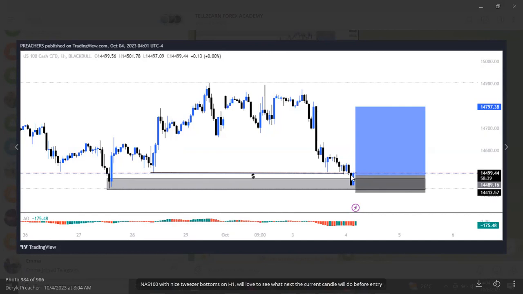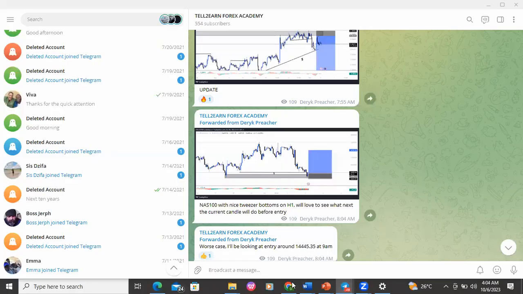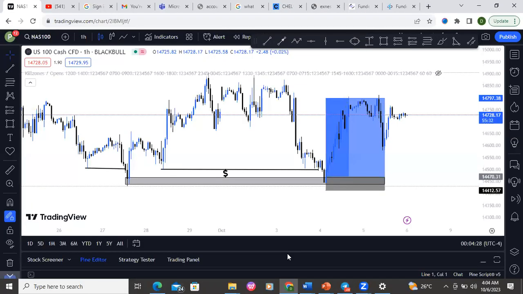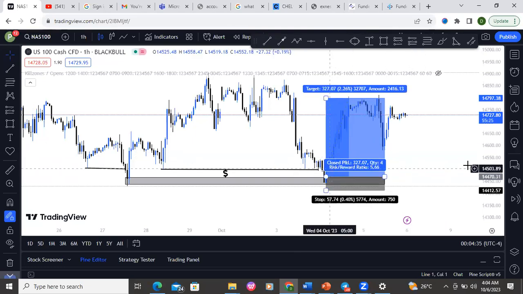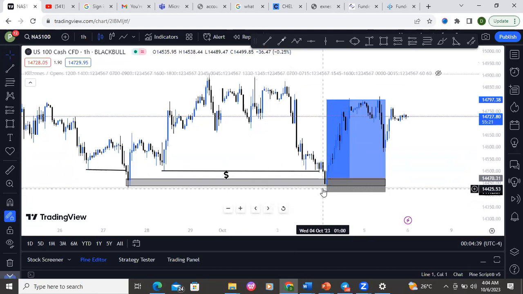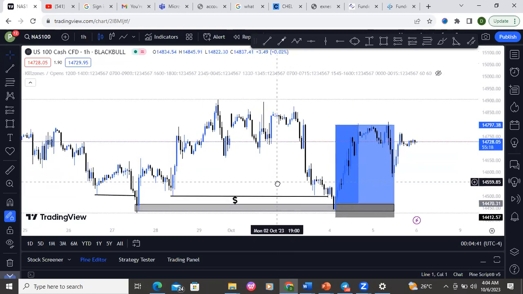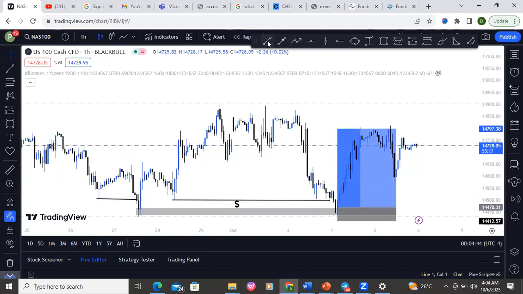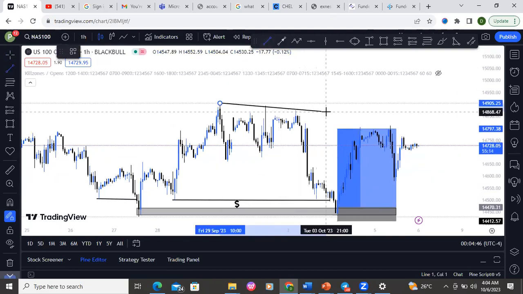Now, after the tweezers, all right, we still want a confirmation. So the next candle that opens was also a bullish candle, which gives us the confirmation, and that can be an entry with your stop loss below the zone. Are you getting it? Now you are targeting liquidity.